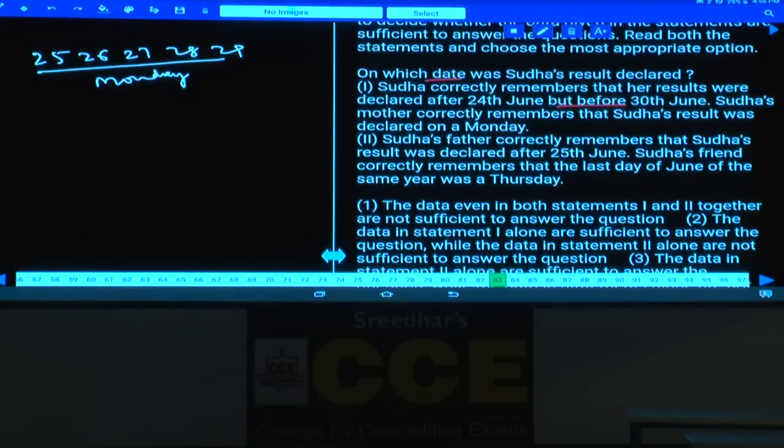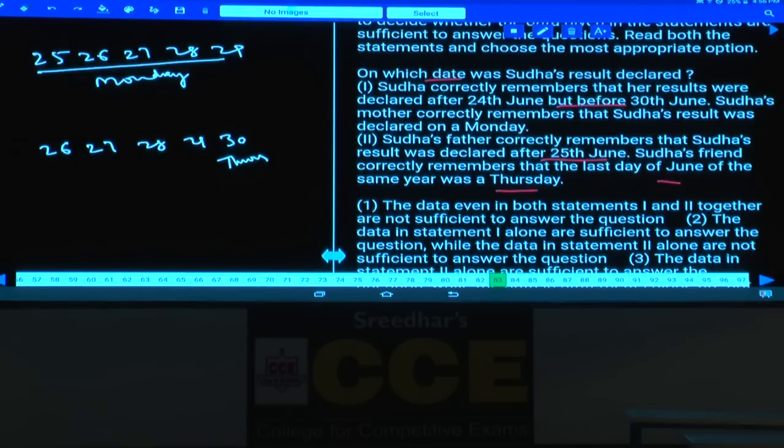Then condition number 2. Sudha's father correctly remembered that Sudha's result was declared after 25th June. Tell me, after 25th June, what are the dates? 26, 27, 28, 29 and 30, these are the 5 days. And Sudha's friend correctly remembered that the last day of June of the same year was Thursday. Now on which day was the result declared? On any one of these 5 days. Hence 1 alone is not sufficient, 2 alone is not sufficient. Now we need to combine these two.